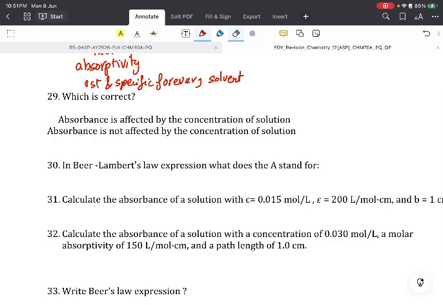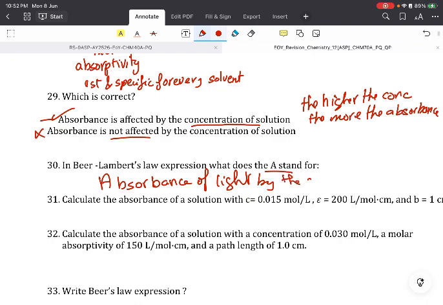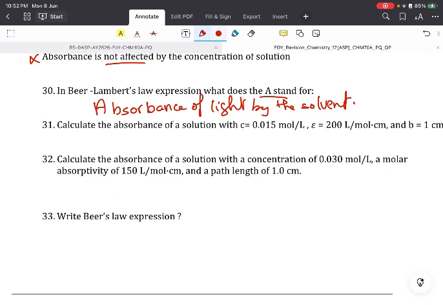So let's see this sentence. Absorbance is affected by the concentration of a solution. Of course, the higher the concentration, the more the absorbance. So this is correct. Absorbance is not affected: this is wrong. In Beer-Lambert's law expression, what does A stand for? A is the absorbance of the solution, absorbance of light by the solvent of the solution.